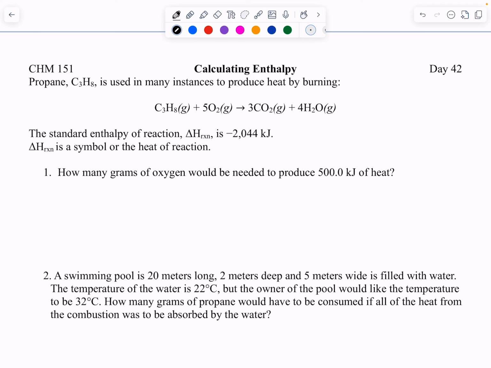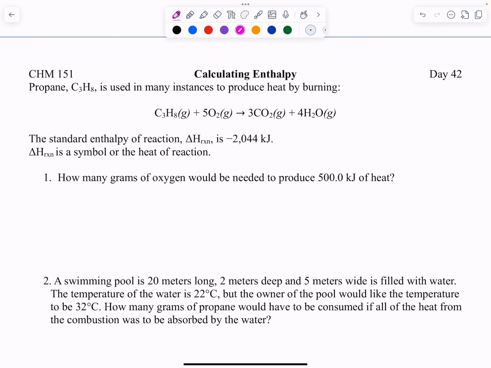Now, there's 2 problems with this. The first one's not my top 5. The second one is, all right, the swimming pool. But let's dive into this. So propane is used to produce heat by burning, and we have a balanced chemical equation, right? There's technically a 1 here, a 5, a 3, and a 4. And the standard enthalpy of formation is that. How many grams of oxygen will we need to produce 500 kilojoules of heat? Well, that's 4 sig figs, so let's start. I have 500.0 kilojoules of heat.